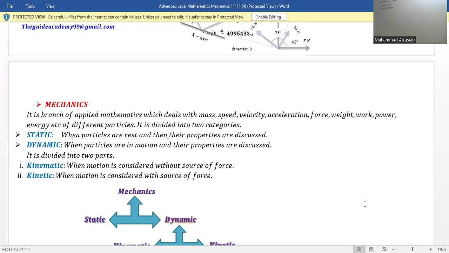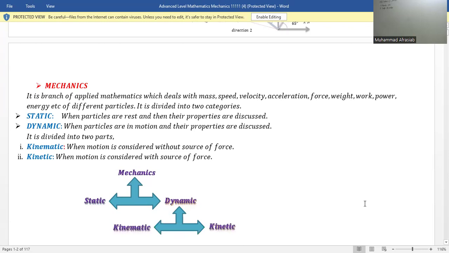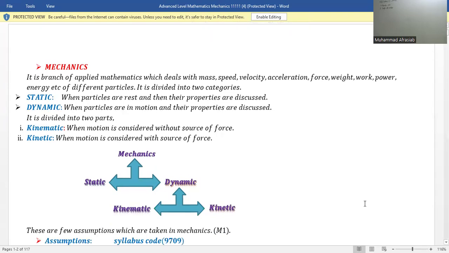Dynamic is divided into two categories. One is called kinetic and the other is called kinematic. Kinematic means when motion is considered without source of force, and kinetic is that branch when motion is considered with source of force. So let me explain first what do you mean by without source of force and with source of force.